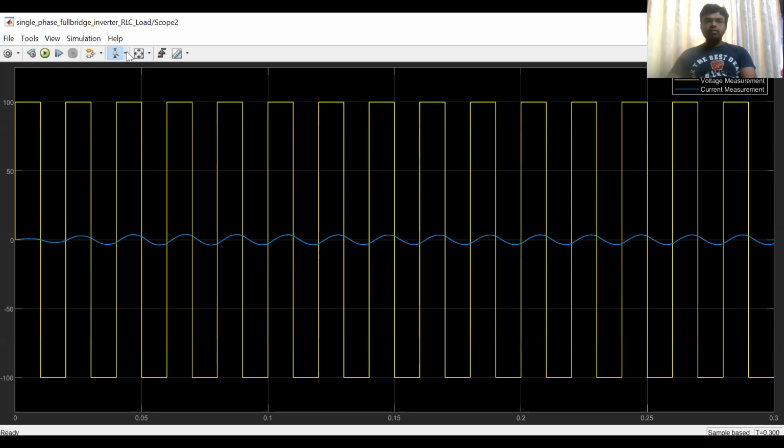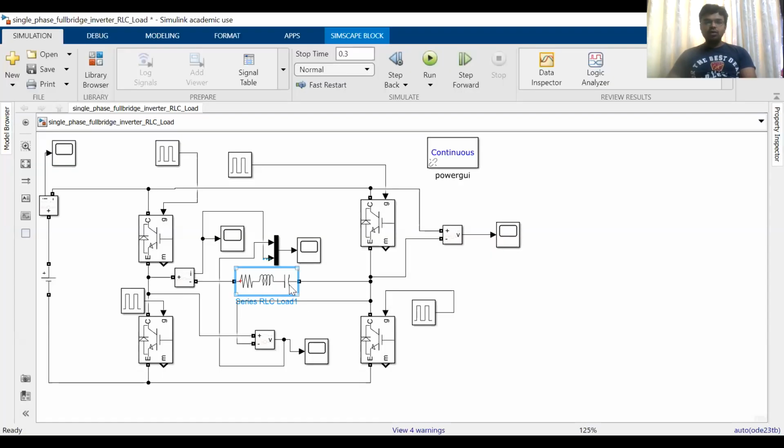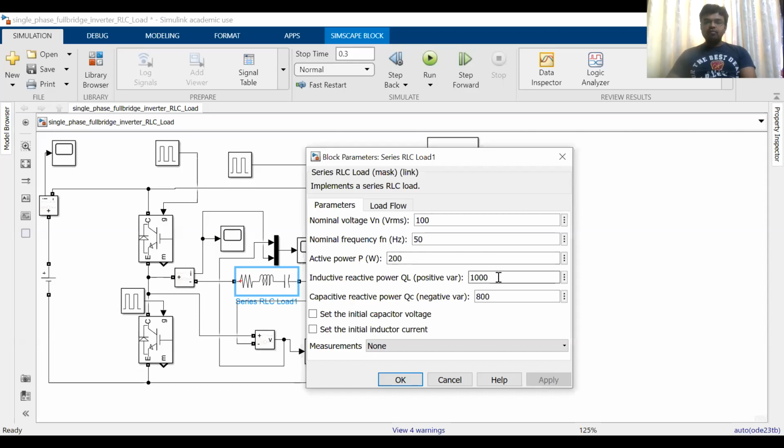Now, whether this is leading power factor or lagging power factor, we can see here. See here, the voltage is 0 here, but the current is 0 here. This is nothing but the lagging power factor angle, right? So why is it lagging power factor? It means your inductive reactive power is greater than the capacitive reactive power. So that's why you are getting lagging reactive power.